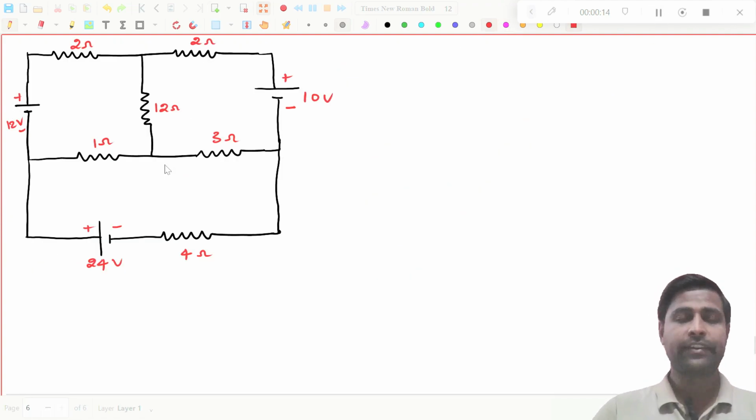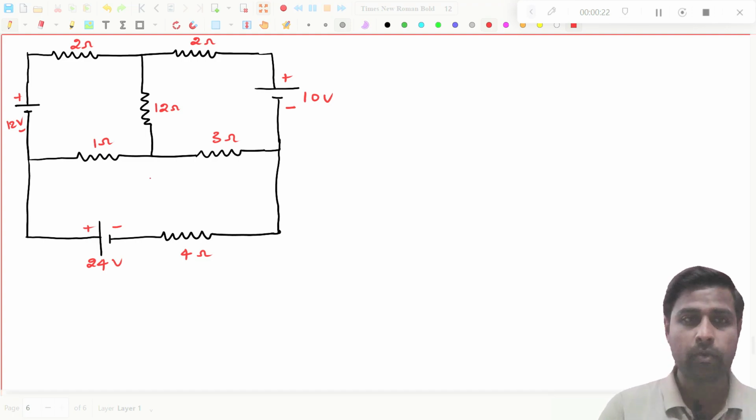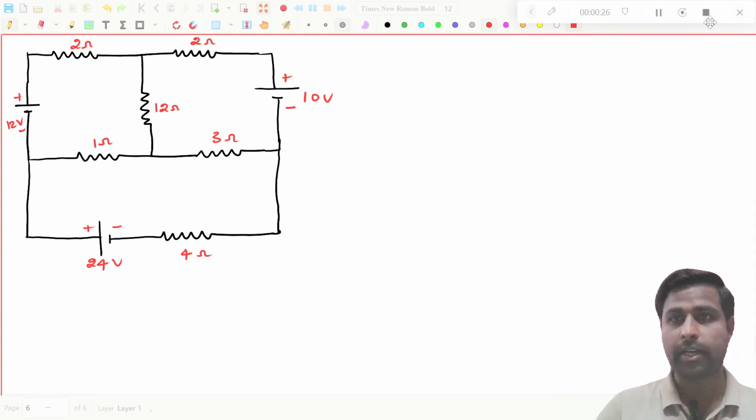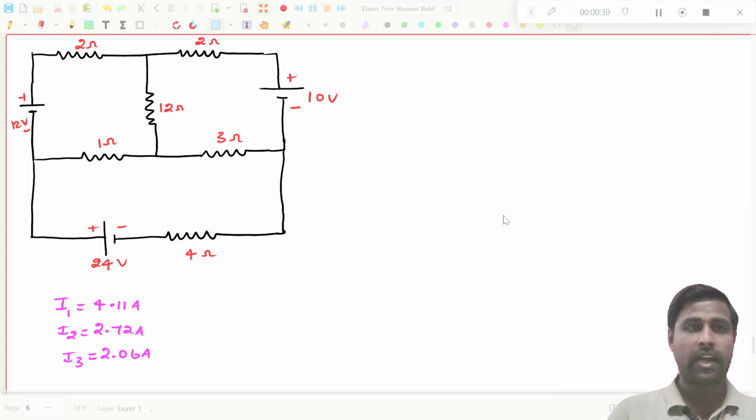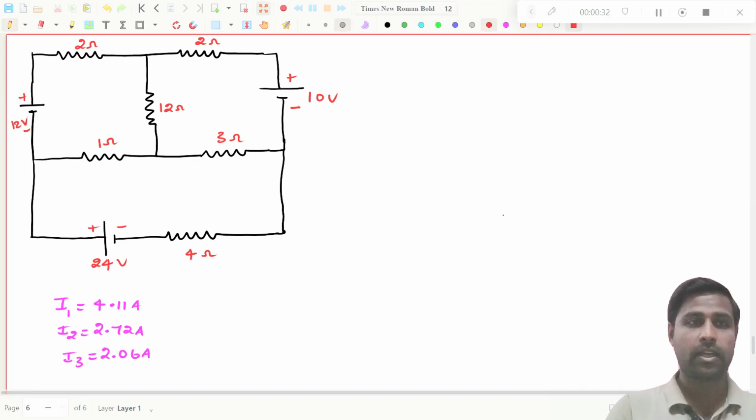See, I have taken the circuit again. This is the first loop we have assumed. So what is the current in the first loop we have found? The first loop current, I will write it again: I1. And so these are all the three values we have seen, that is I1, I2, I3, right?